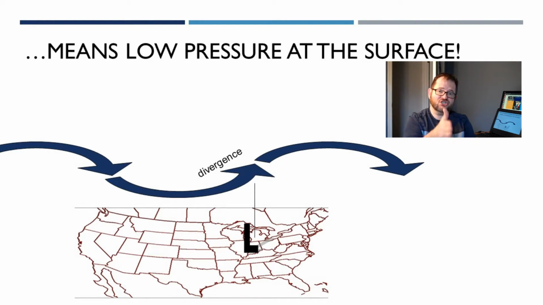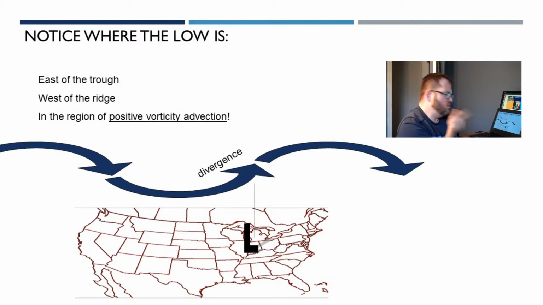Positive vorticity advection aloft caused upper level divergence, which immediately meant pressure near the surface of the Earth had to fall. Oh, and notice where that low is. I'm trying to illustrate it here in kind of a 3D perspective. That low at the surface is east of the trough and west of the ridge. It's under the area that had that positive vorticity advection aloft. The trough aloft is not directly above the cyclone at the surface.